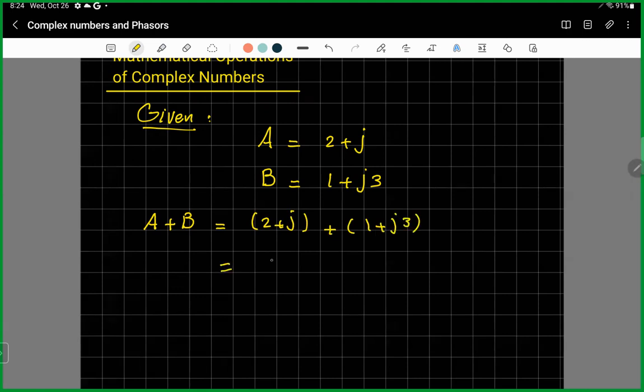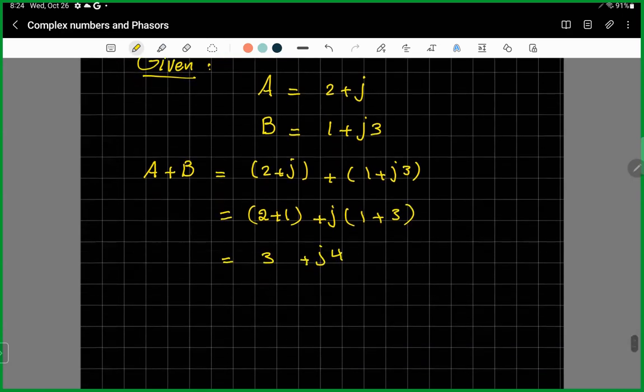You add the real. So you have 2 plus 1, that's the real. You see, you have to add real to real. Imaginary is plus J, take it to common factor, 1 plus 3. So you got 3 plus J4. So that will be the answer for A plus B. So you add real to real, imaginary to imaginary.